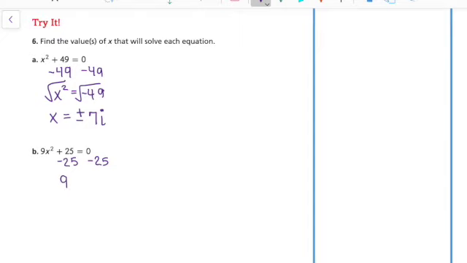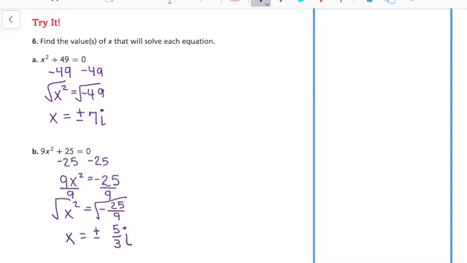In the second one, I would subtract 25. Divide by 9. That looks complicated, but lucky for us, those are both perfect squares, so it's actually not bad at all. The square root of 25 is 5. The square root of 9 is 3. And the negative under the square root means it is i.